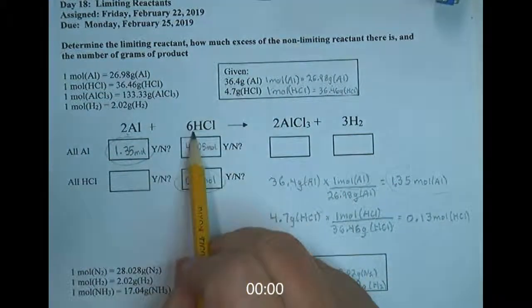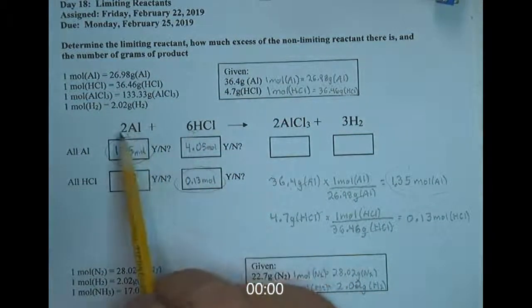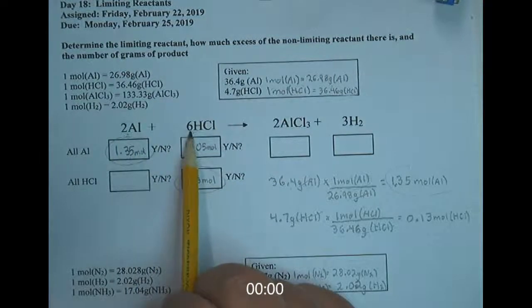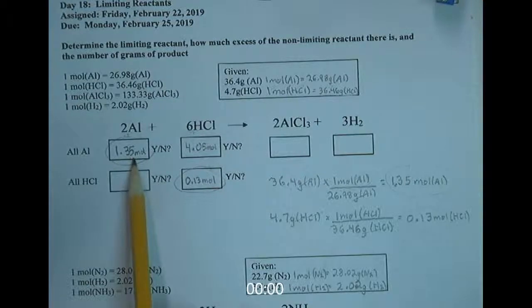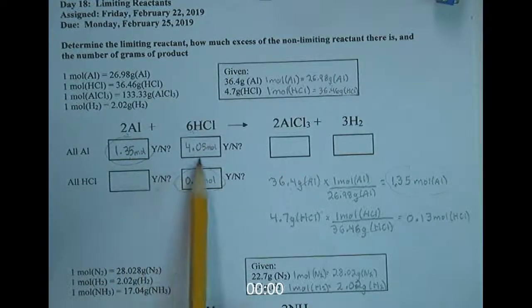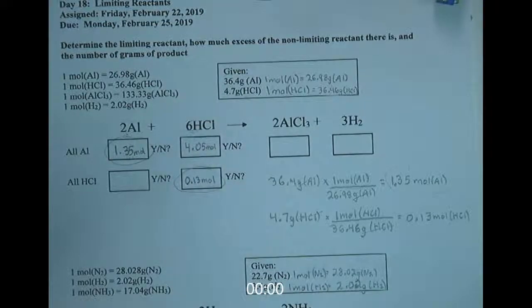If I need 6 moles of this to react 2 moles of that, that's 3 times as much hydrochloric acid as aluminum. Then if I put in this much aluminum, I need 3 times as many moles of hydrochloric acid, and that's 3 times as many moles of that. That's how much hydrochloric acid I would need.